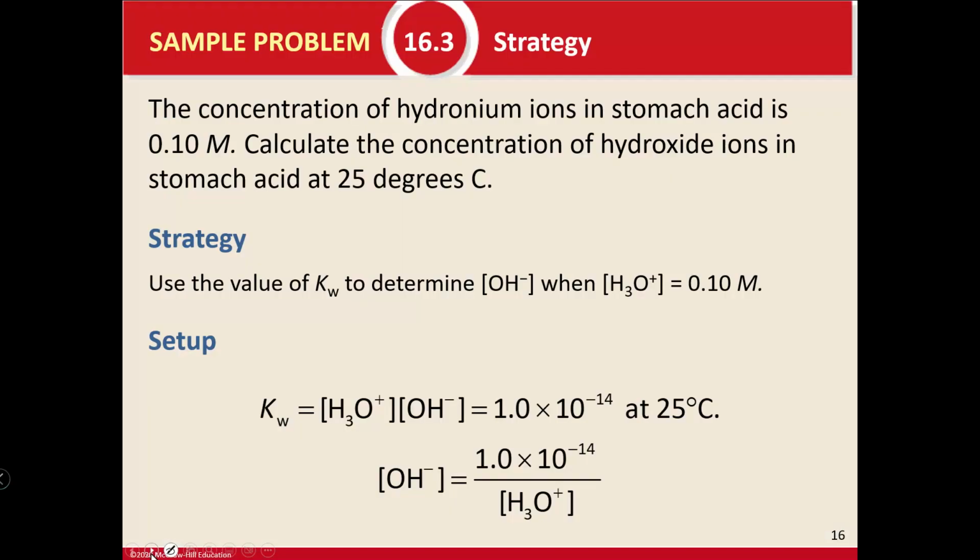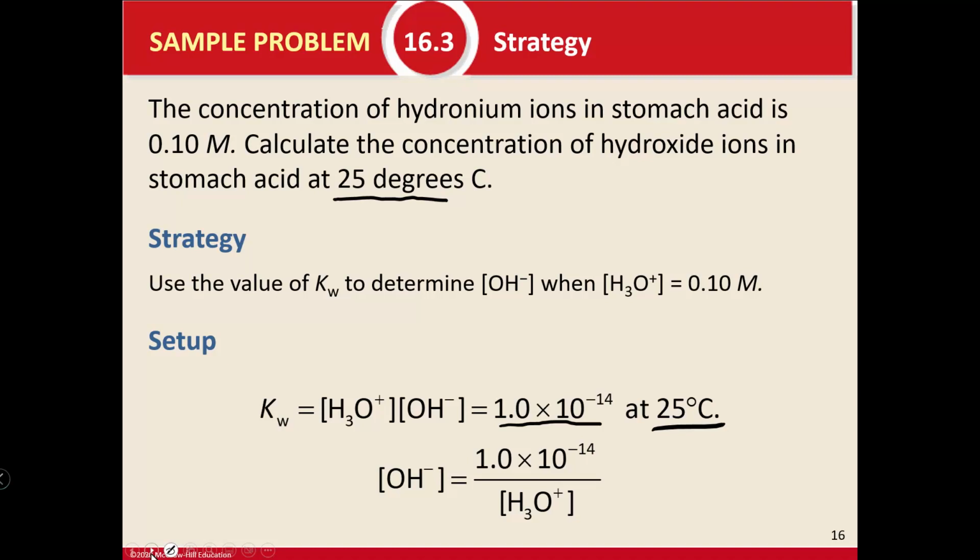So let's look at this one. It says the concentration of hydronium ions in stomach acid is 0.10 molar. So we are in moles per liter here. Calculate the concentration of the hydroxide ions in stomach acid at 25 degrees Celsius. Notice they say 25 degrees Celsius because we know the equilibrium constant, which is called the ion product constant for water, is 1 times 10 to the negative 14th at 25 degrees Celsius.